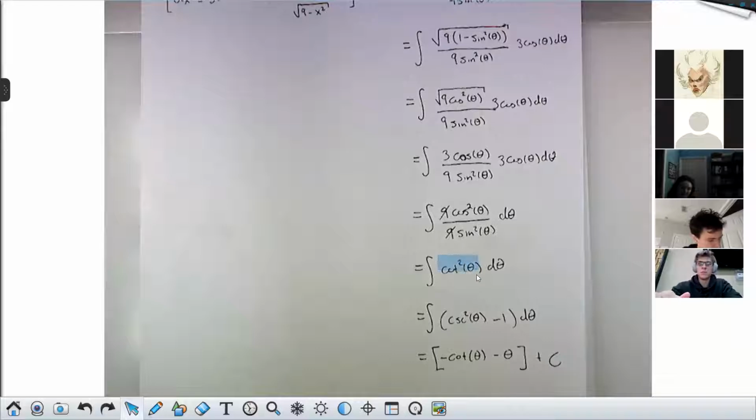The same sort of thing, by the way, you would do if you got tangent squared. To integrate tangent squared, you write it as secant squared minus 1. Very, very similar.